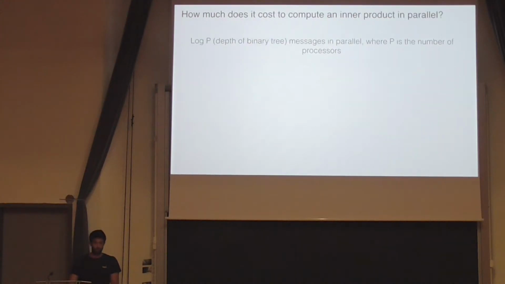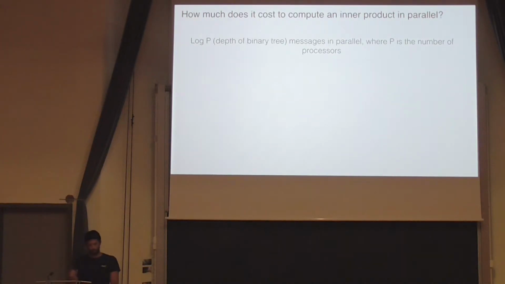So how much does a tree reduction operation cost? Well, it depends on the length of the vector, and also the depth of the binary tree. In this case, if we have p processors, the depth is log p. That means we have to exchange log p messages in order to perform this inner product operation. So now the question is, how much does each message cost?